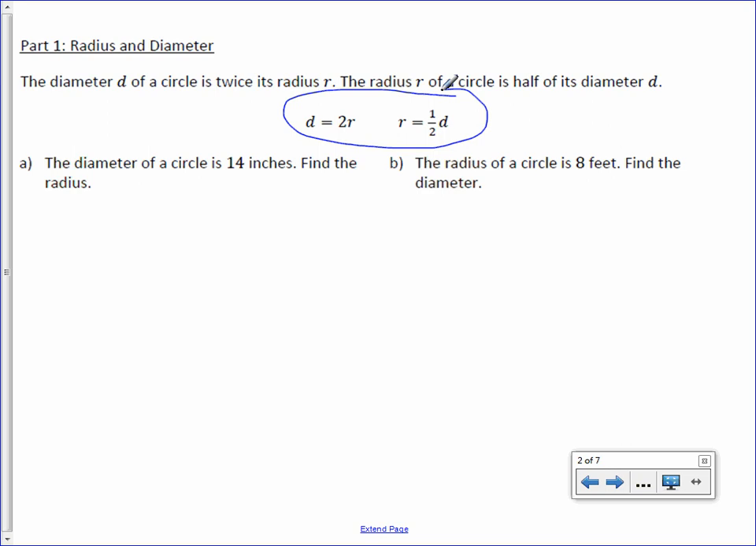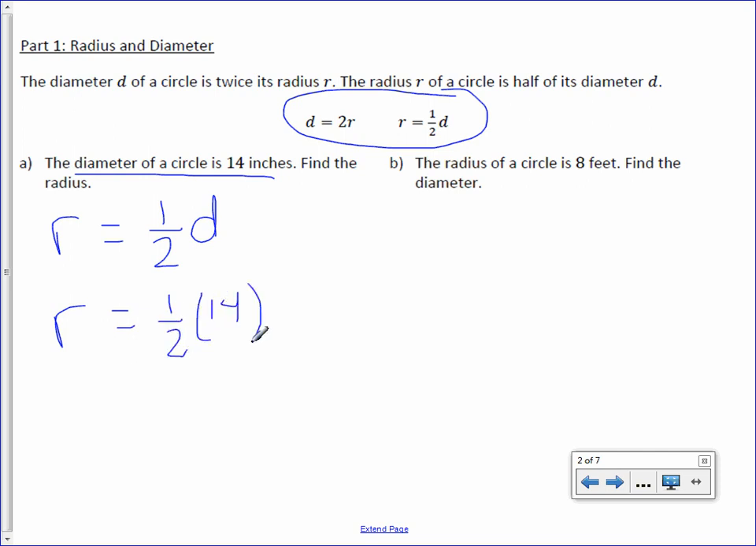Letter A. The diameter of a circle is 14 inches. Find the radius. If we're finding the radius, we want to use this formula. We want radius by itself. So r equals 1/2 times the diameter. And what we do is we plug in the diameter of 14. Radius equals 1/2 times 14.